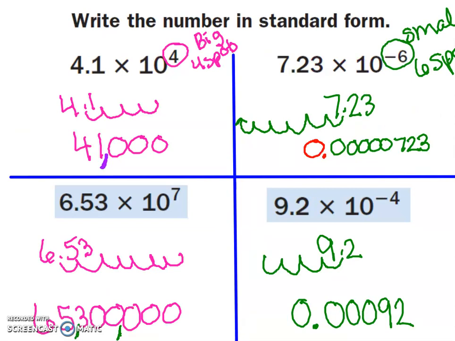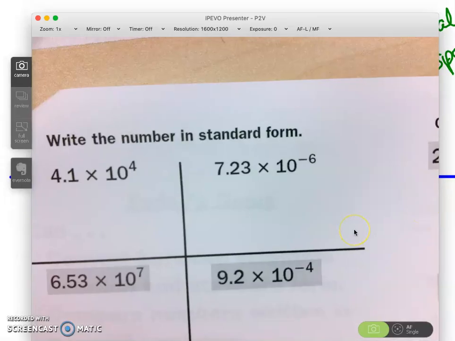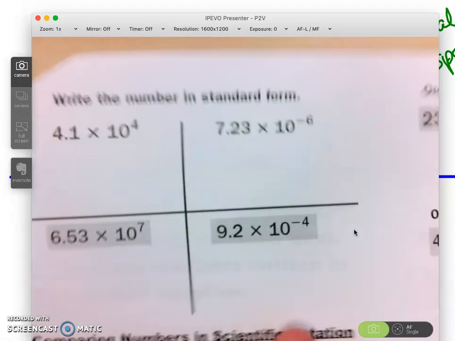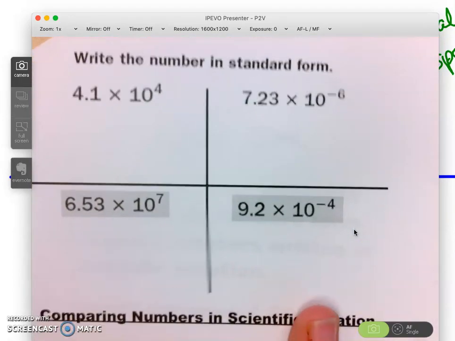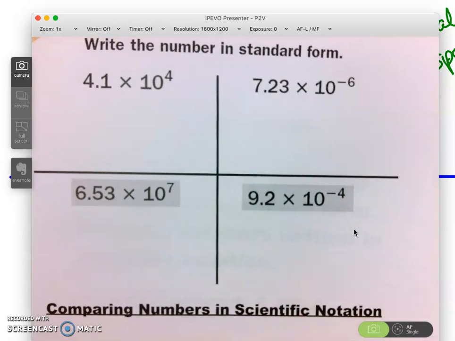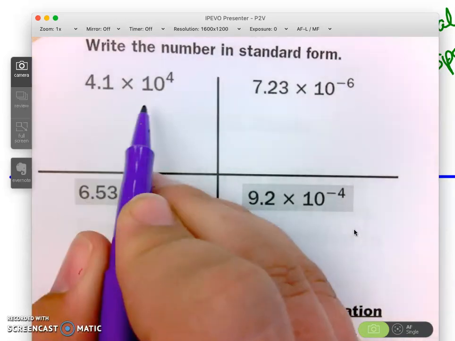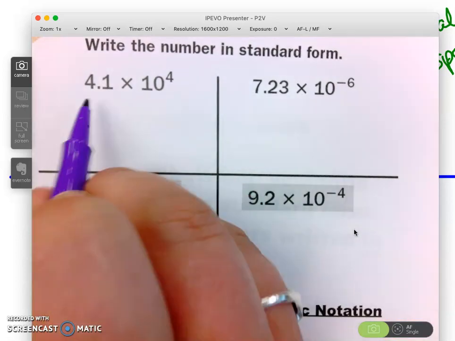Now, turn the page. Now, you need to write the numbers in standard form. So we have positive exponents, negative exponents, and we need to write them into standard form, because right now it's in scientific notation.